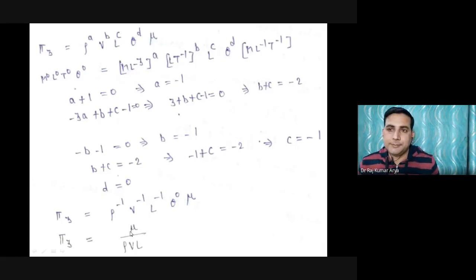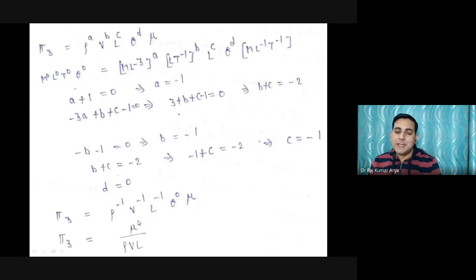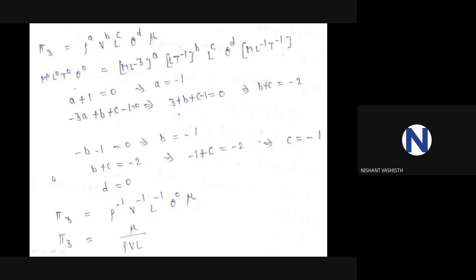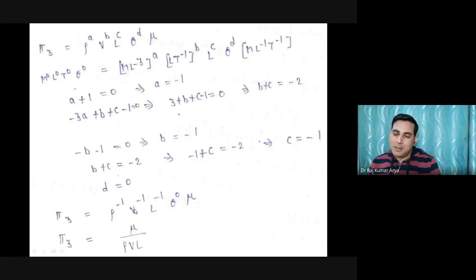Hello? Yes, sir. Viscosity. What is this dimensionless group that you just got? Mu upon rho BL. So it is the reciprocal of Reynolds number. Correct. So you have got all three of your dimensionless groups.